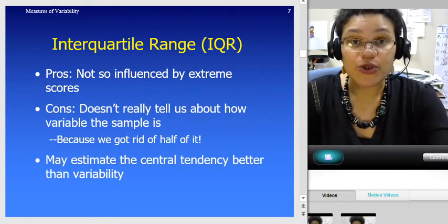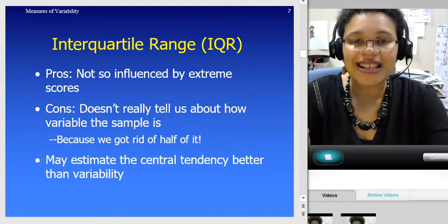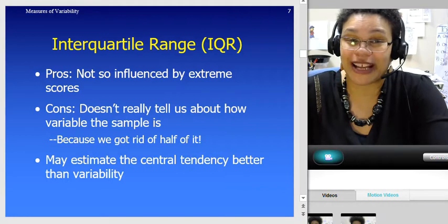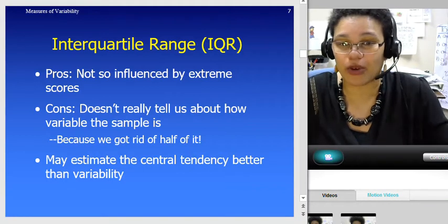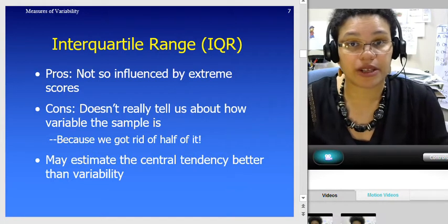The pros are that it's not so influenced by extreme scores like the range is. The cons is it doesn't really tell us about how variable the sample is because we got rid of half the sample, right? We got rid of that top quarter and that bottom quarter. It may estimate central tendency better than variability.